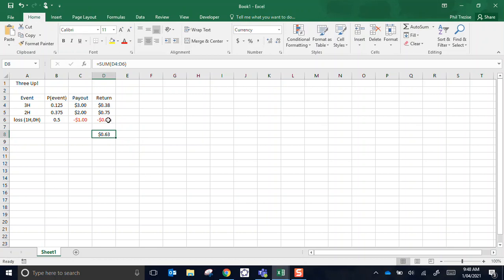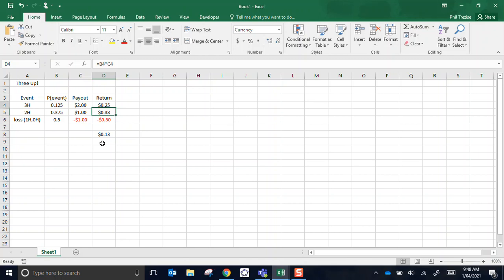Now, that's good for the players because it's a positive number. On average, the player is going to get a payout or a return of 63 cents every time they play the game. That's not good for the casino. What that means is I need to lower the size of the payouts for the winning outcomes. I'm paying too much. What if I paid $2 for this one and $1 for this one?